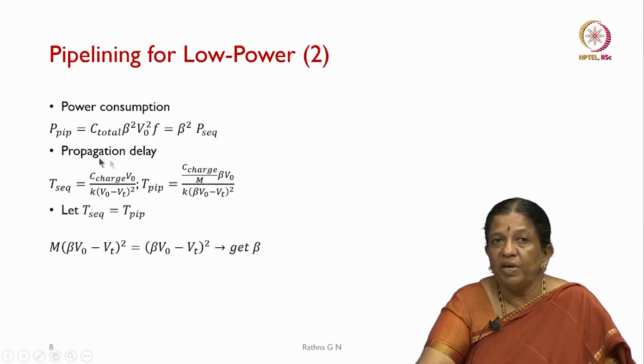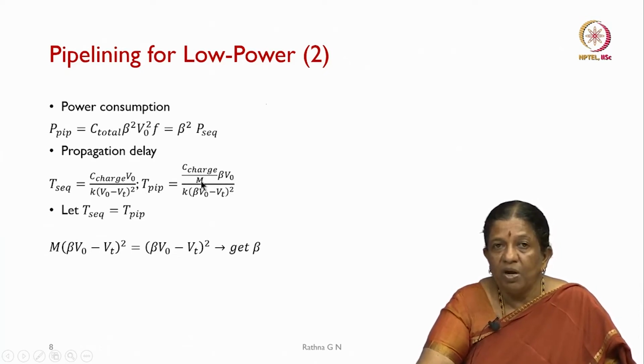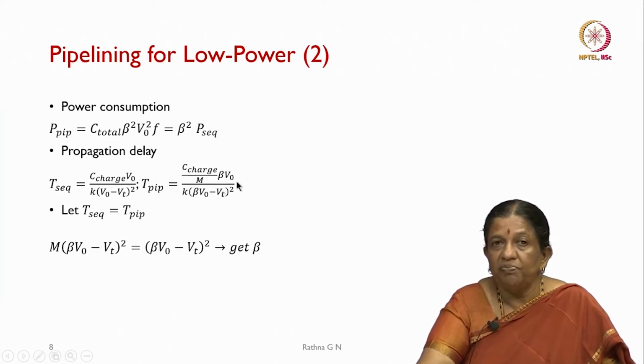Then what happens to our propagation delay? For T sequential, we have C charge into V naught divided by K into V naught minus V t whole squared. For the pipeline case, the charging unit is reduced by m, which in this case we have taken as 3. So it is C charge by m, and we substitute V naught with beta into V naught, giving K into beta into V naught minus V t whole squared.